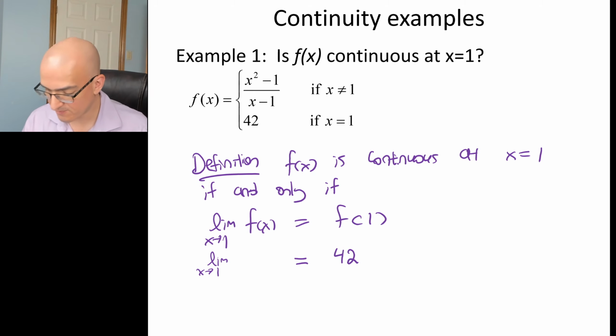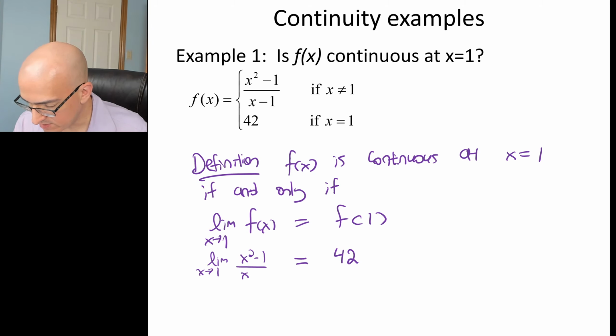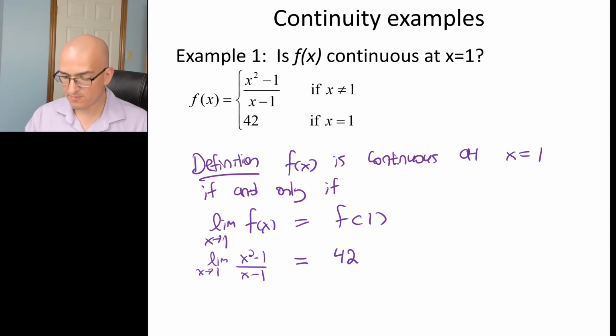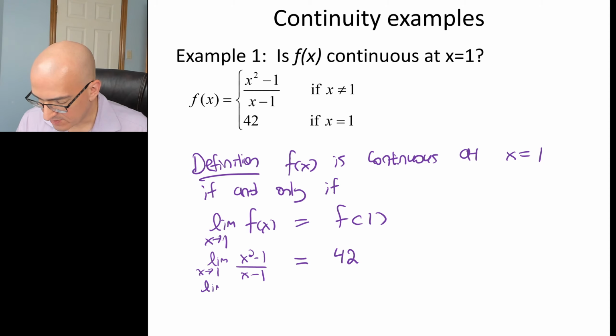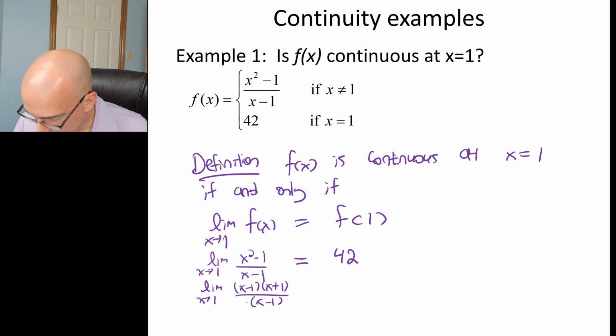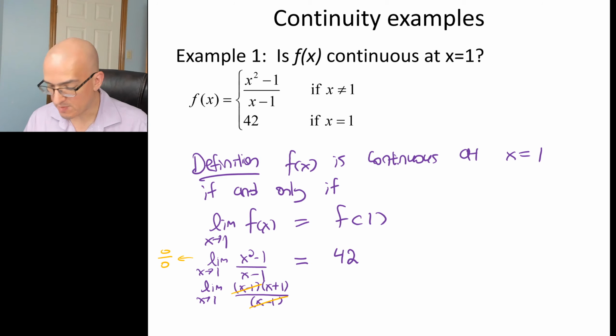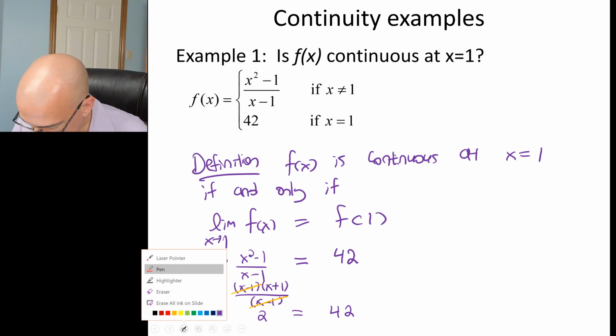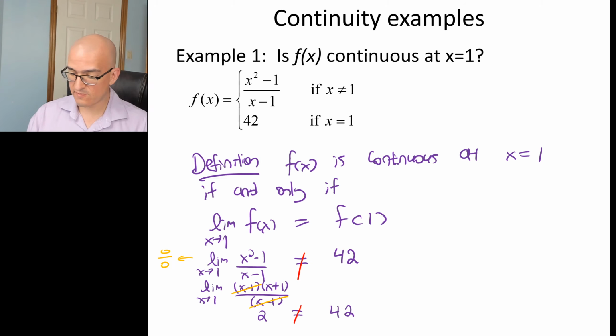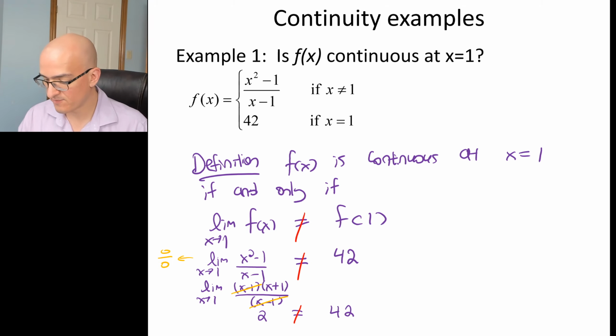which corresponds to x value not equal to 1. So x squared minus 1 over x minus 1. This is a 0 over 0. We have to factor. So x minus 1 times x plus 1 over x minus 1. We can cancel the x minus 1 top and bottom, and we get 2 equals 42, which is false. So it does not equal 42. So the limit as x approaches 1 of f of x does not equal f of 1.